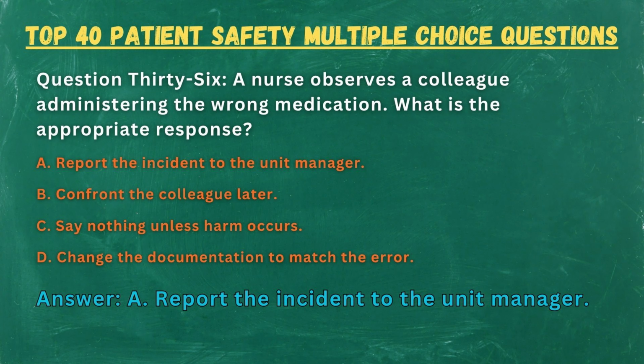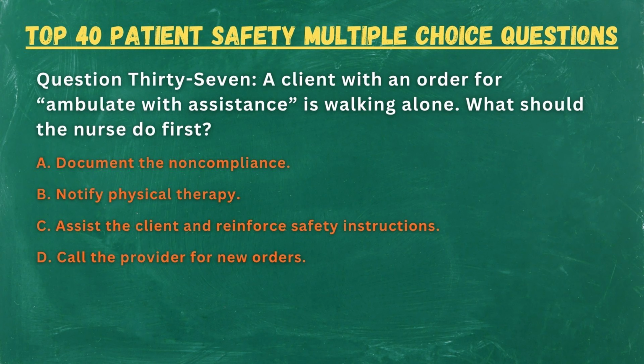Answer: A. Report the incident to the unit manager. Question 37. A client with an order for ambulate with assistance is walking alone. What should the nurse do first? A. Document the noncompliance. B. Notify physical therapy. C. Assist the client and reinforce safety instructions. D. Call the provider for new orders.